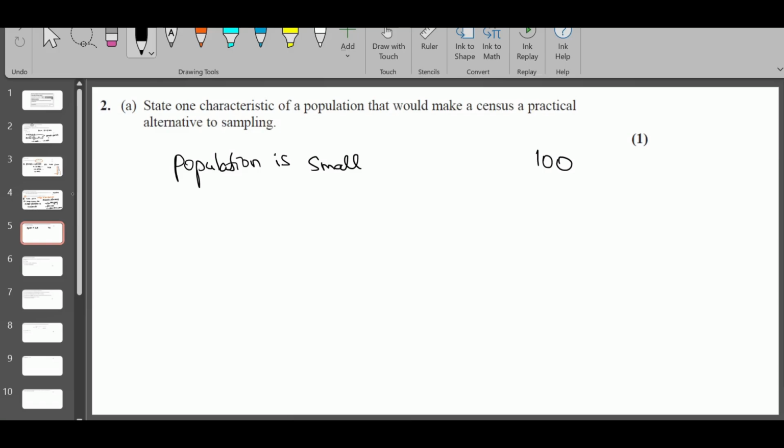That's called a census. If you take data from the population, all members of the population, that's a census. So if the population is small, you don't need sampling. You can just use a census. That's basically you're going to talk to every member of the population. So if the population is small, the census is an alternative to sampling.